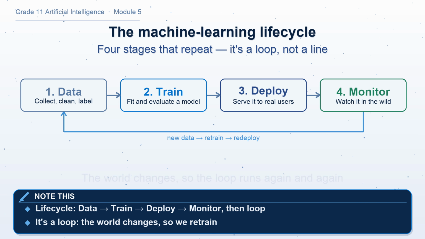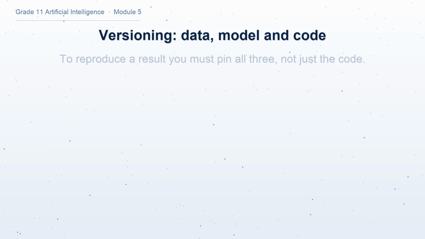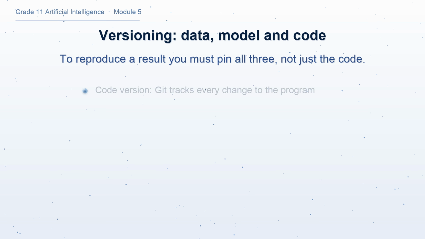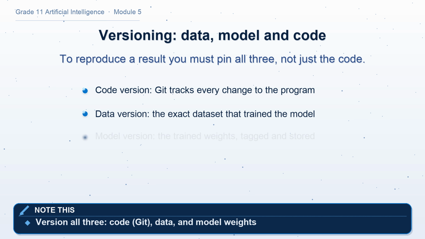To run that loop safely, we first need to keep track of exactly what we are changing. That brings us to versioning. In ordinary programming, we version the code. We use Git to record every change, so we can always go back. In machine learning, the code is only one of 3 things that decide the result. We must also version the data, the exact data set that trained the model, and the model itself, the trained weights, tagged and stored so we can fetch that exact version again.